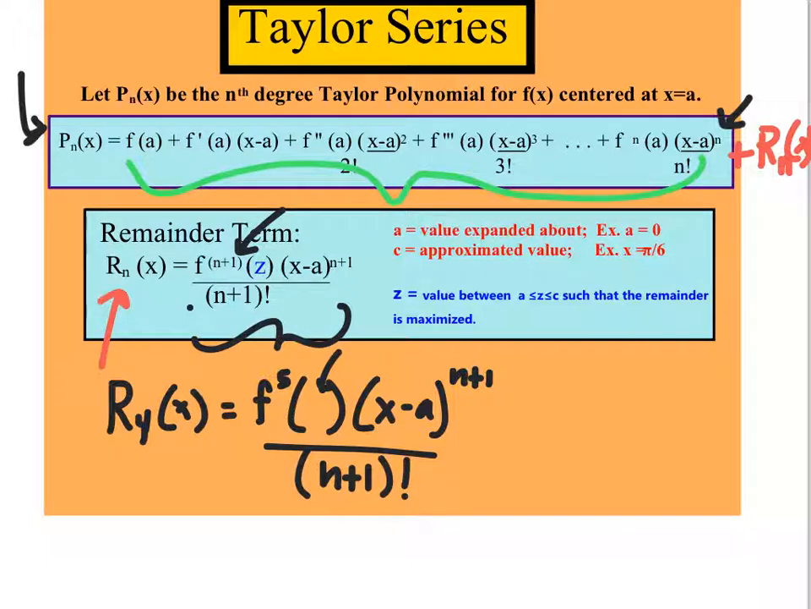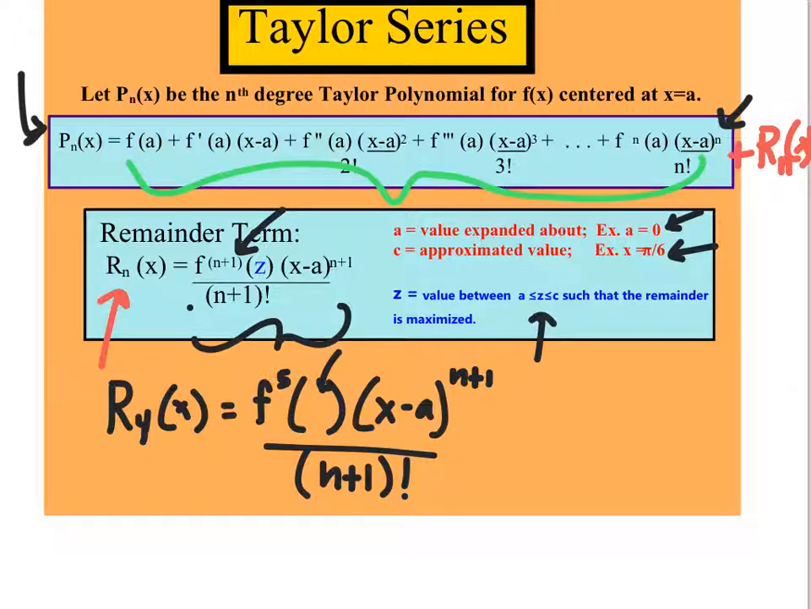So you might be asking yourself, how's that any different than the next term, like it was with the alternating series? It's really not that different. The only thing that's different is z. And z is a value between a and c. What are a and c? Well, a and c are the center of our polynomial and the value we're approximating at.